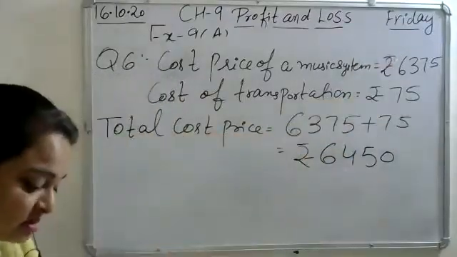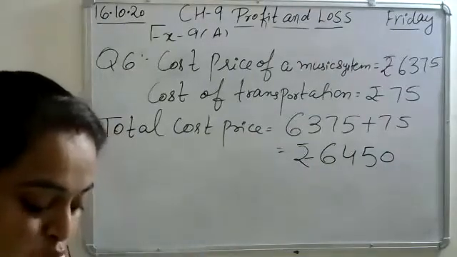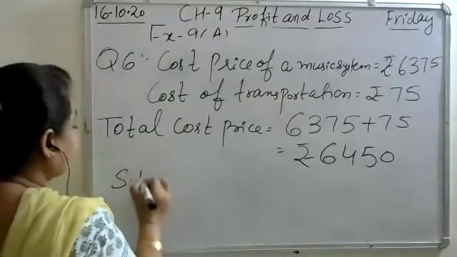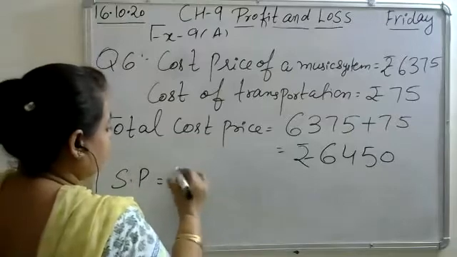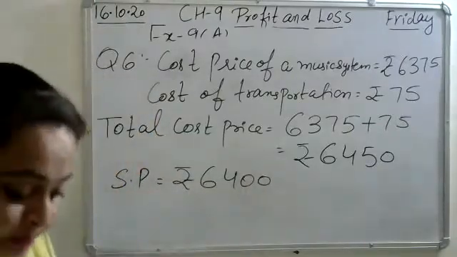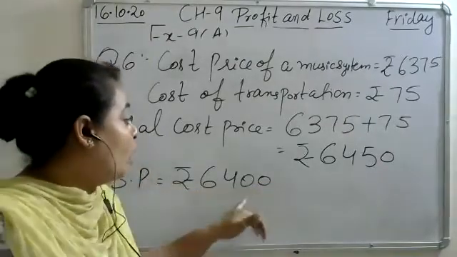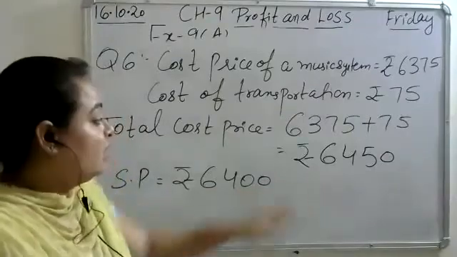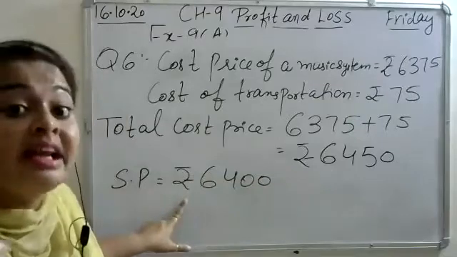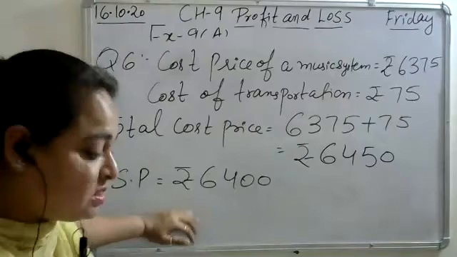And next, what is given? He sold it for. Selling price is given to you. Rupees 6400. This is the selling price. Now tell me, the question is based on profit or loss. This is your cost price and this is your selling price. Now tell me, will you face profit or will you face loss?